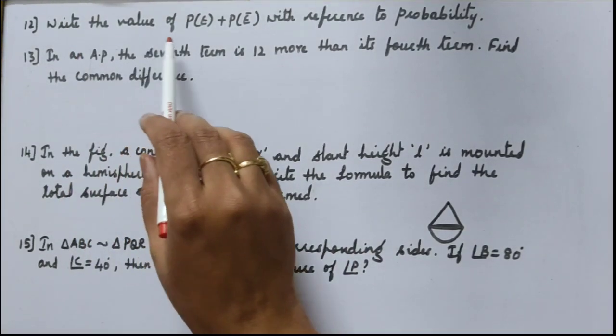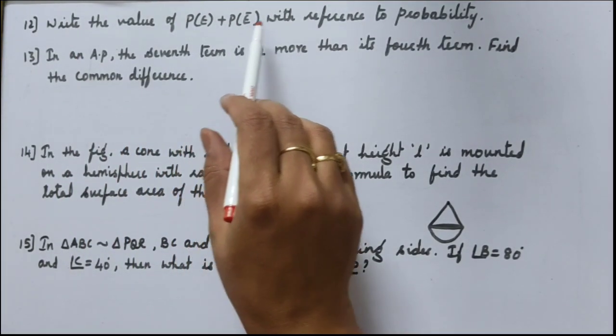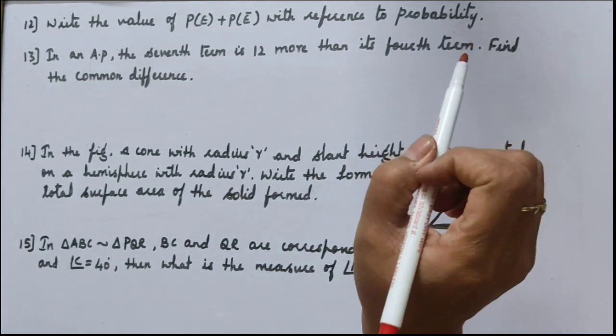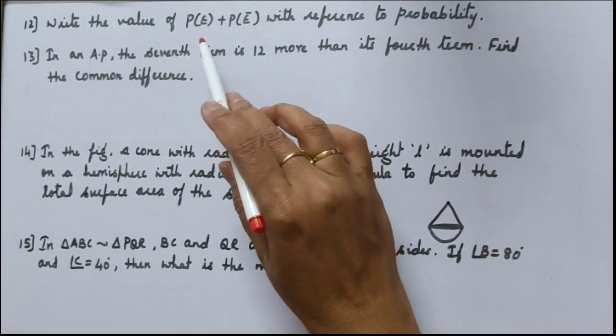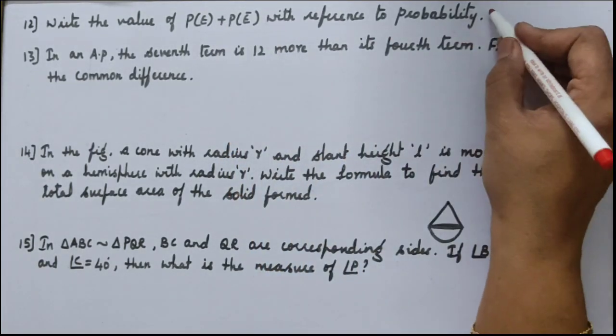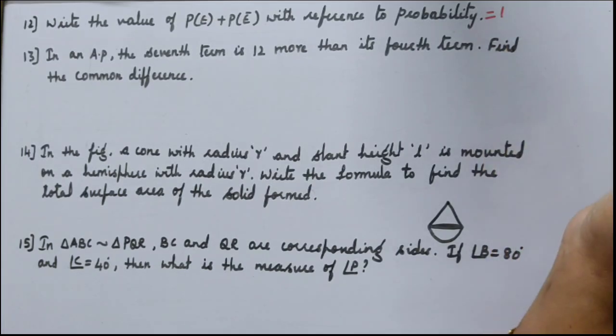Write the value of P of E plus P of not E with reference to probability. So we know the formula, that is P of E plus P of not E is equal to 1.